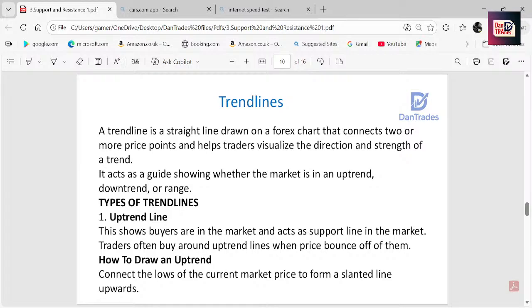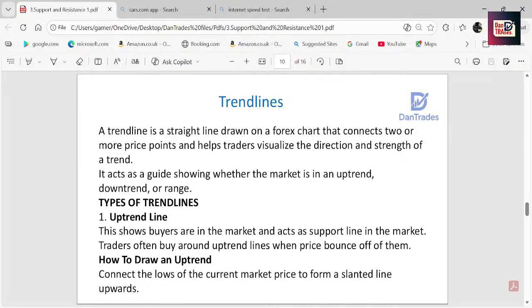So, what's a trend line? A trend line is a straight line drawn on the forex chart that connects two or more price points and helps traders visualize the direction and strength of a trend. It acts as a guide whether the market is in an uptrend, downtrend, or a ranging market.